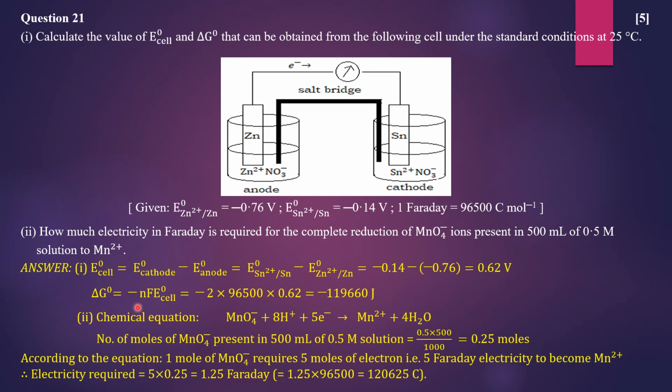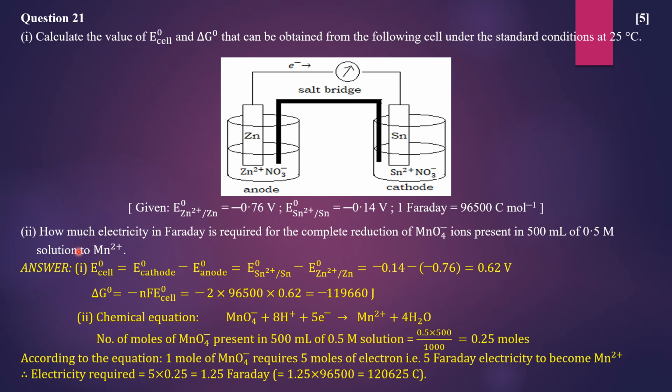And then delta G naught is minus nF E naught cell. n will be 2 electrons here because both cathode and anode are 2 electron processes. In many cells you will find that the number of electrons in cathode and the number of electrons in anode are different. In that case n will be the LCM of those two numbers of electrons. Suppose left side it is 2 electron process, right side 3 electron. LCM of 2 and 3 is 6. So in that case n will be 6. So the answer here is obtained in joule unit. You can convert it into kilojoule or you can keep it here.